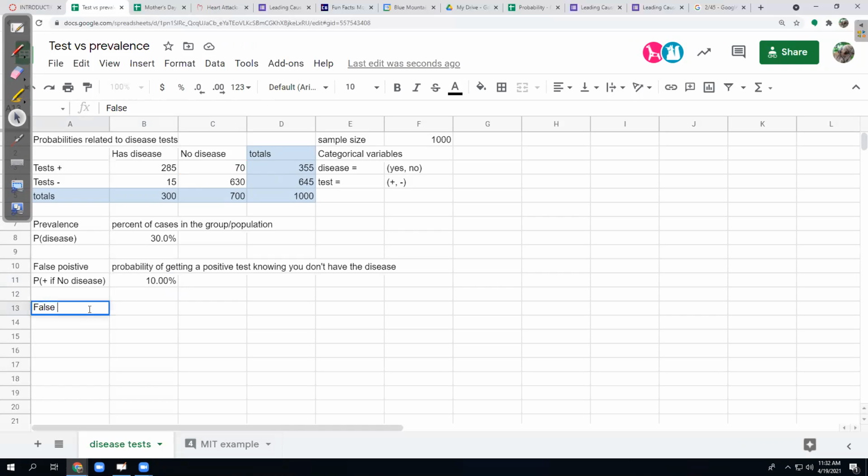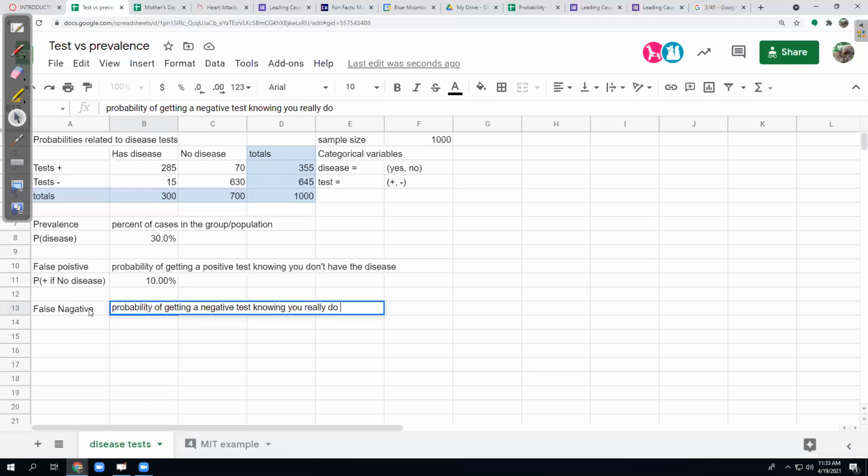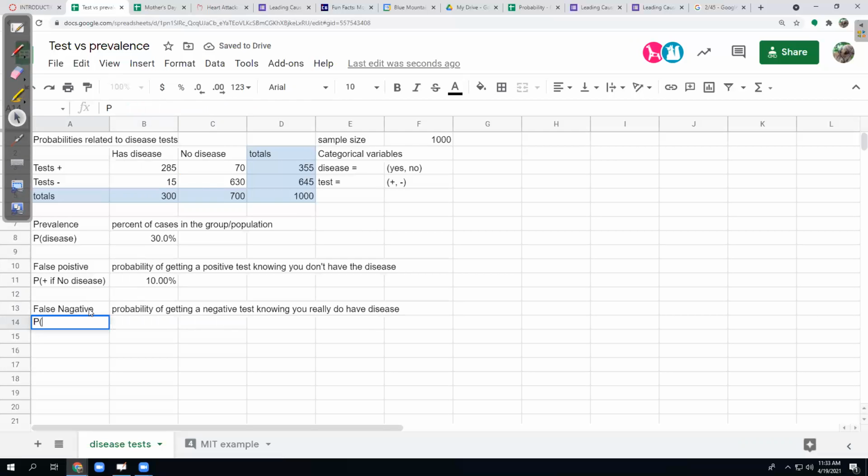False negative. So that's the probability you get a negative test knowing you actually have the disease, right? It said you don't have it, but you really do. So again, probability notation, probability, test came back negative, but it was wrong, so that means you really have the disease. So there we go.